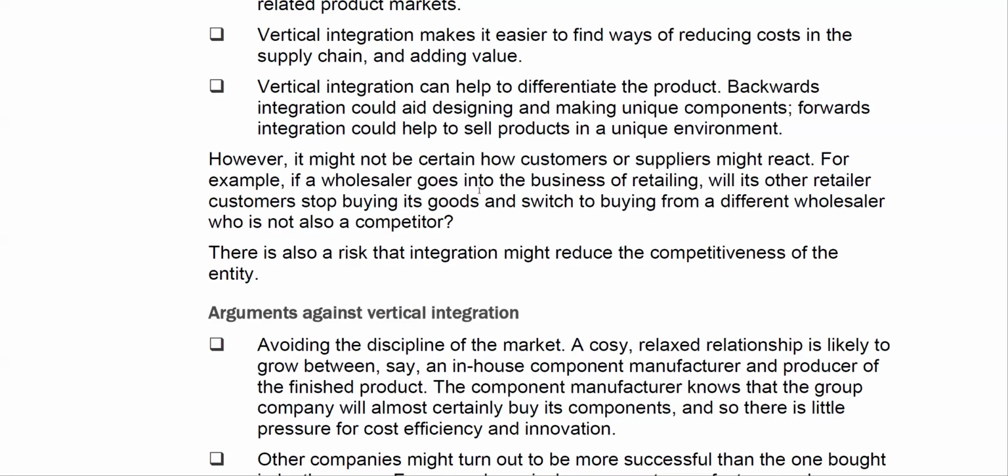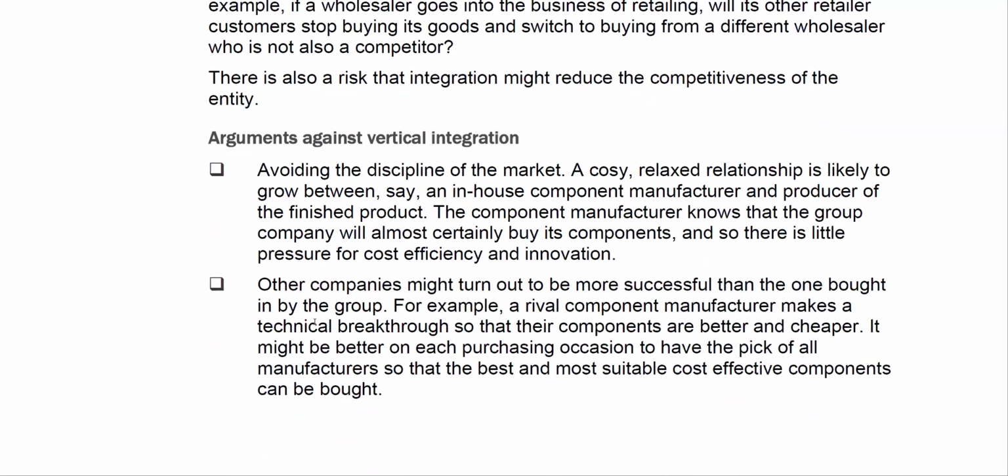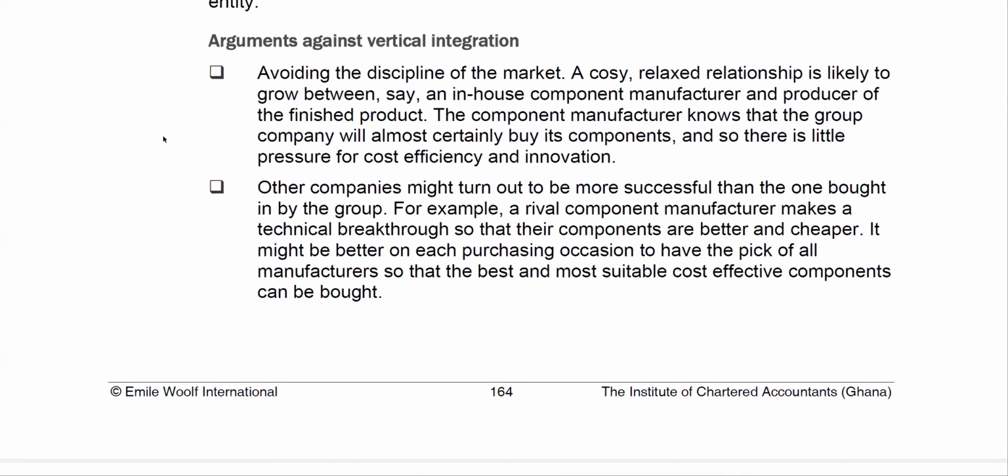There's also a risk that integration might reduce the competitiveness of the entity. So what are the arguments against vertical integration? Now, avoiding discipline of the market, right? A cozy, relaxed relationship is likely to grow between, say, an in-house component manufacturer and the producer of the finished product, right? Because now we are working together. The component manufacturer knows that the group company will almost certainly buy its components.